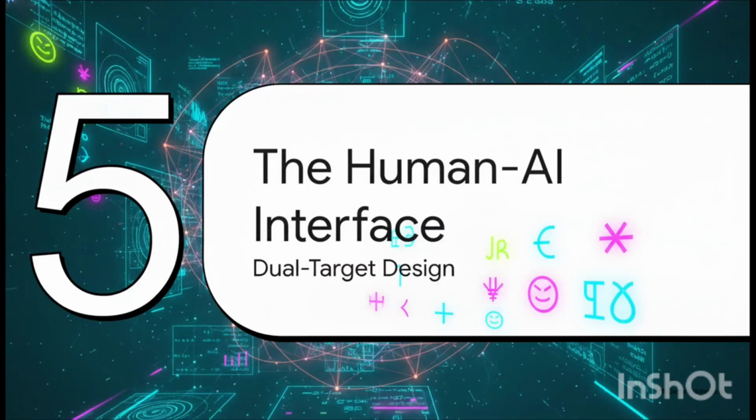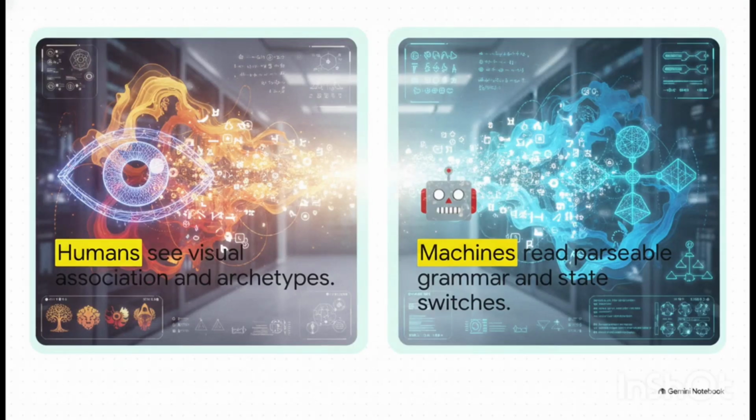Section 5. The Human-AI Interface. This is the absolute magic of the whole concept. It proposes a unique dual bridge. Humans can engage with the emotional, intuitive, and mythic registers of the symbols, while the AI parses that exact same token stream as formal, operational logic.